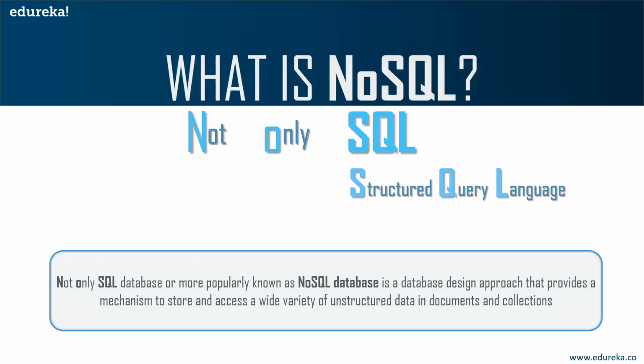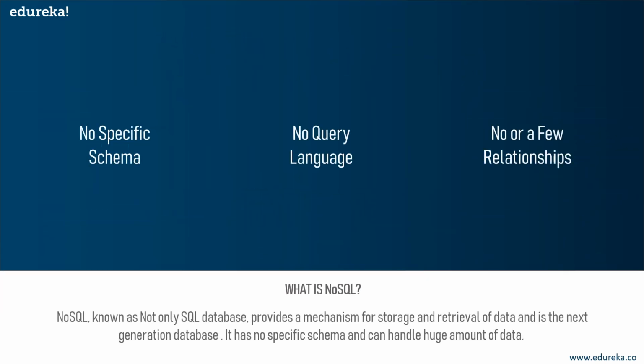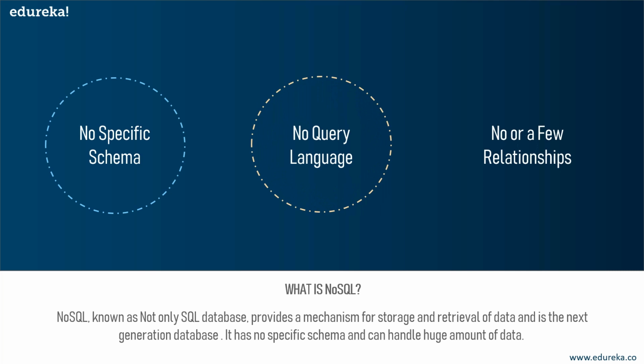Some benefits over here: again, they don't follow any specific schema, so there is no specific schema for NoSQL databases. The next point is no query language. They don't use any query language to get data. They just depend on internal methods and properties to get data from the database.